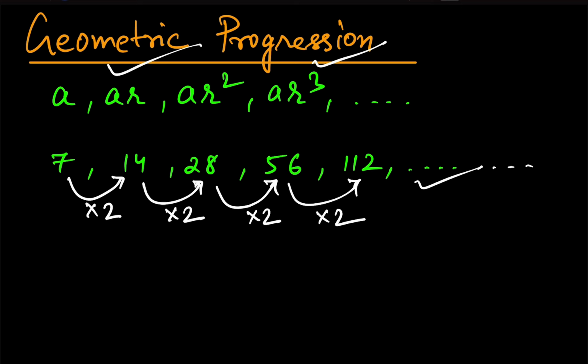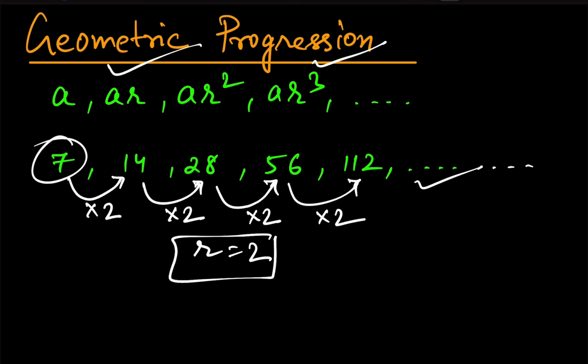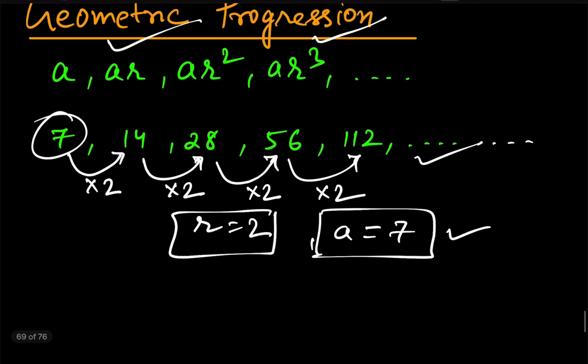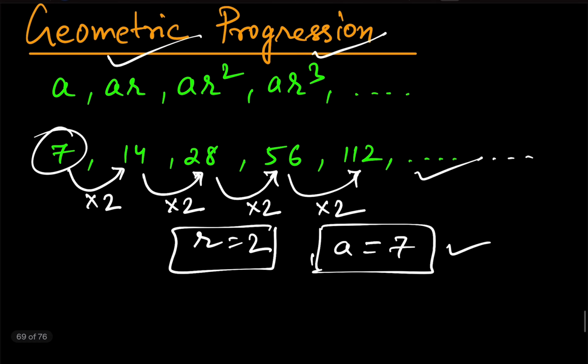So you can see that this common multiplier is called the common ratio, which is r, and r is 2. The first term is called a, so a is 7. If you generalize a geometric series, you can write it in this form. The first term is a, second term is a r, third term is a r squared. Similarly, the fourth term is a r cube.